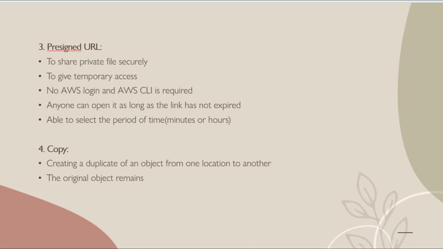And next property is copy, which is used to create a duplicate copy of an object from one location to another location. We can create a copy in the same bucket or in a different bucket also. Here the original object remains safe, and it is basically used if I want to back up a file to another bucket, or if I want to copy data between folders, then the copy property is used.